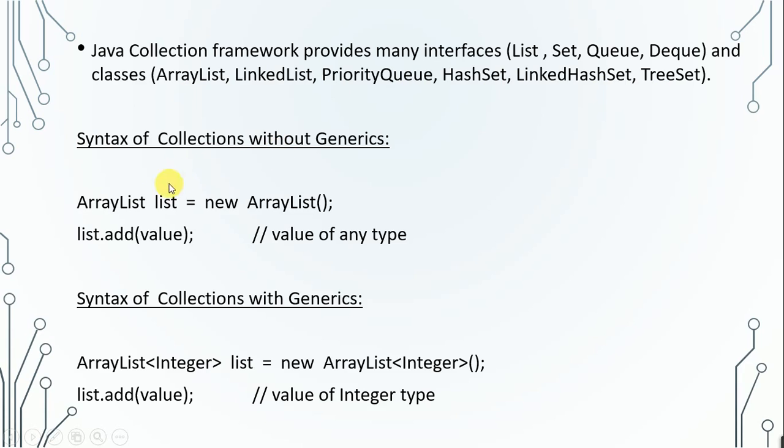So here I have used the ArrayList class. So how to use it? First of all, specify the ArrayList, then the object name equals new, and then again ArrayList. And if I want to add a value into this ArrayList, I have to use the add function. So first of all, specify the object name, then dot add, and then your value. Now this value can be of any type, because we have not used generics here yet.